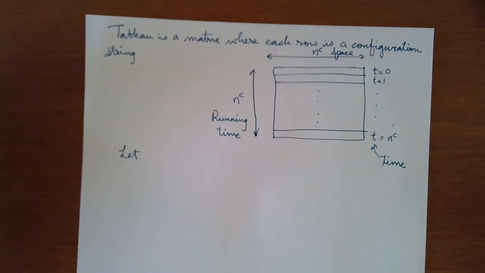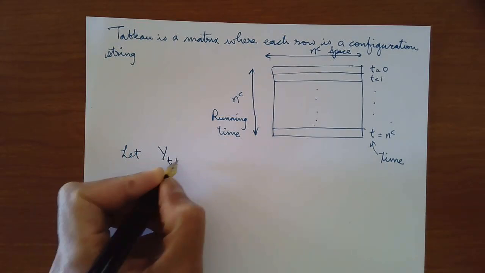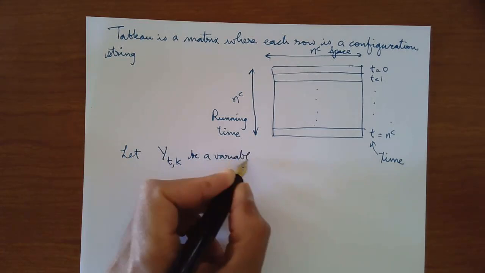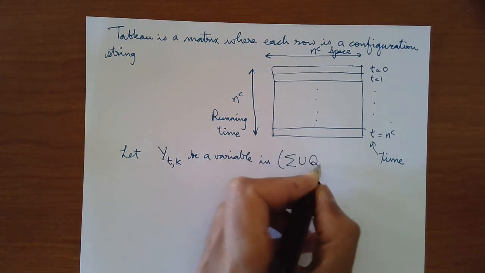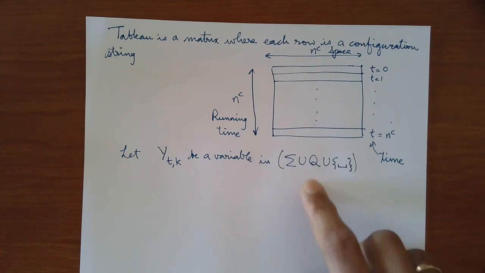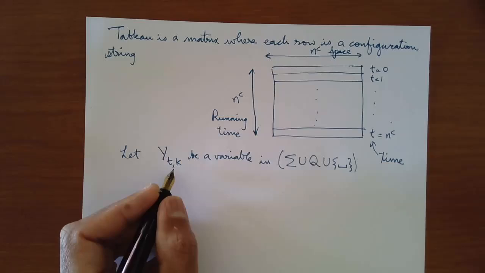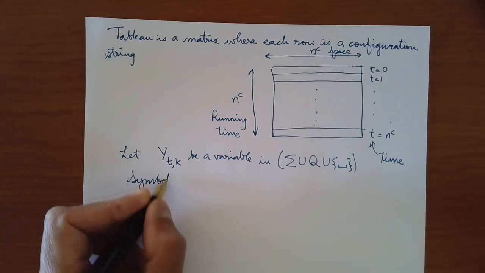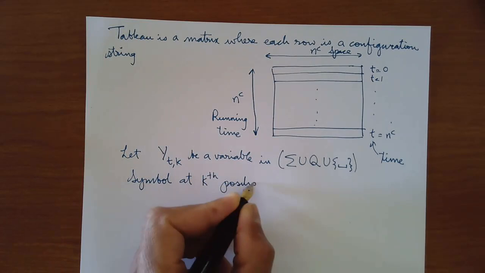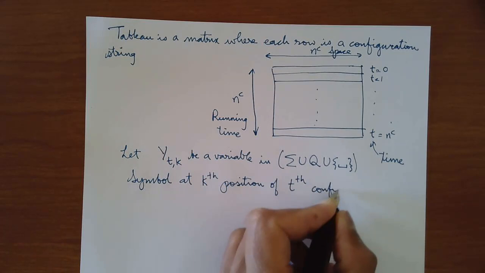Now let me just state this carefully. I'm going to use a variable, I'm just going to call it y, y_tk, be a variable in sigma union q union space. So this is just saying that the characters in the configuration string are basically the state and the tape alphabet. So y_tk is a variable. This represents the symbol at the kth position of the tth configuration string.